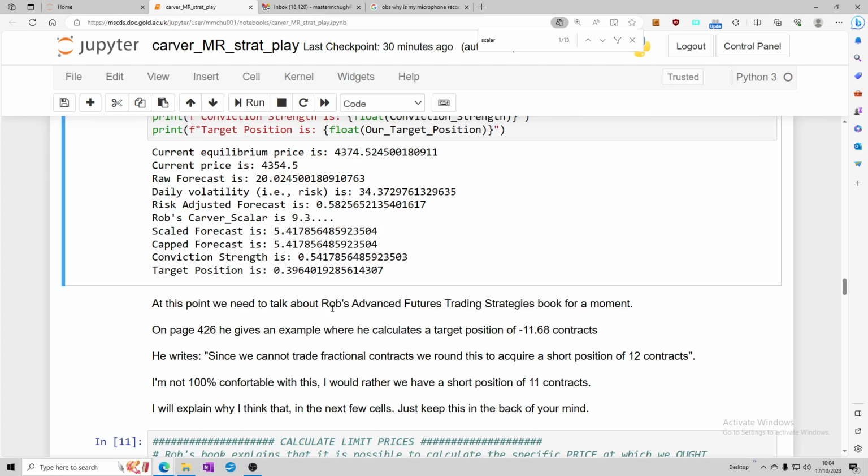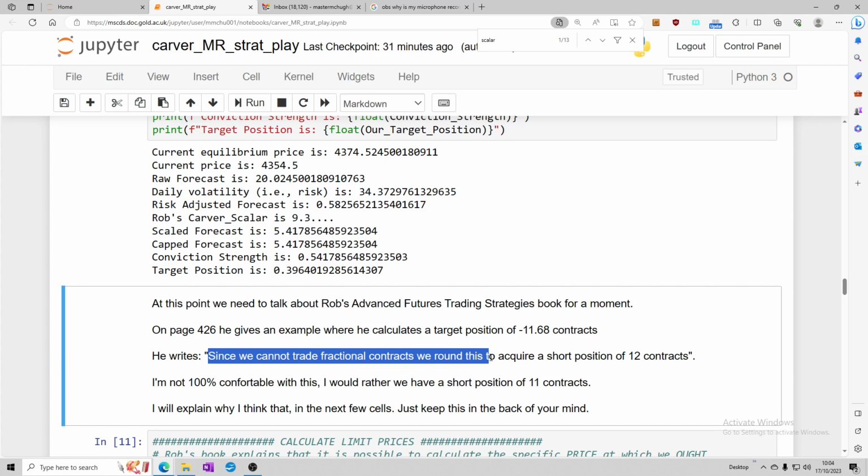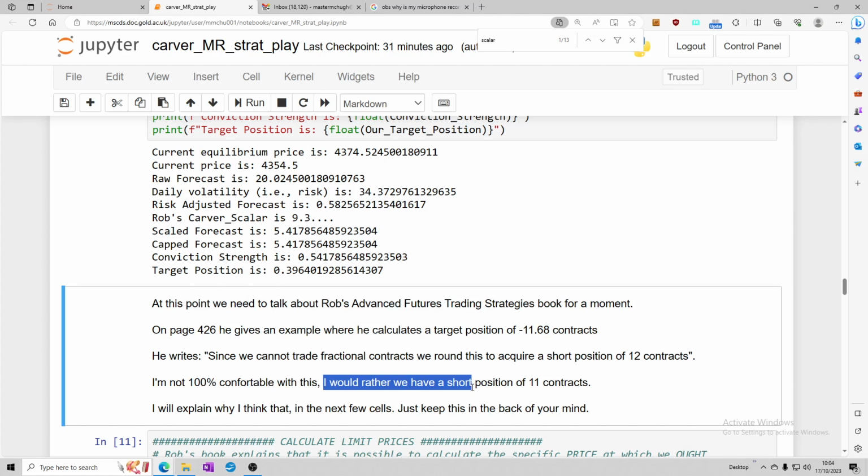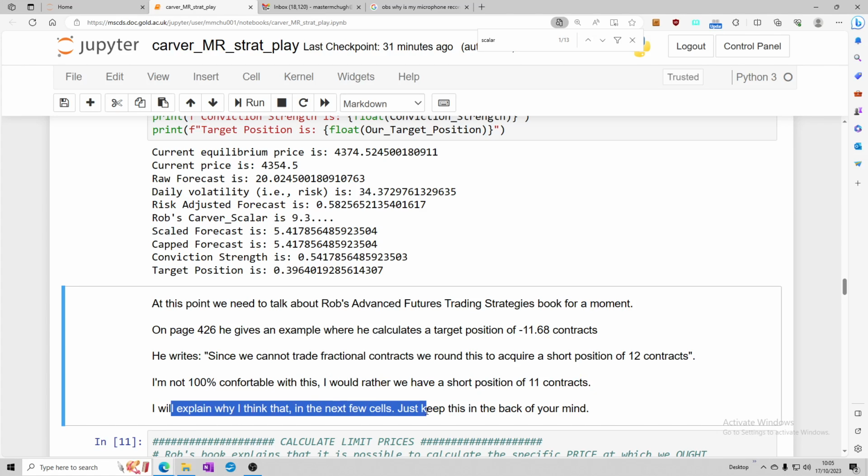At this point, we need to talk about Rob's advanced futures trading strategy book for a moment. On page 426, he gives an example where he calculates a target position of -11.68 contracts. He writes, since we cannot trade fractional contracts, we round this to acquire a short position of 12 contracts. I'm not 100% comfortable with this. I would rather we have a short position of 11 contracts. I will explain why I think that in the next few cells. Just keep this in the back of your mind.